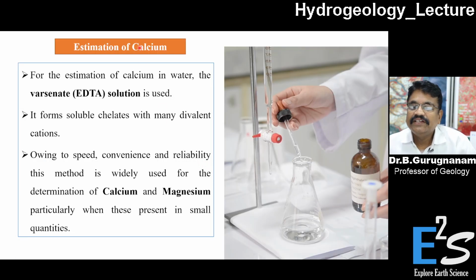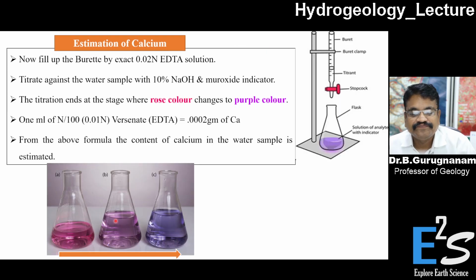The estimation of calcium now. When you take the burette, you take the samples here and then add. For the estimation of calcium in water, the EDTA solution is used. It forms soluble chelates with many divalent cations. Because of its speed, convenience and reliability, this method is widely used for the assessment of calcium and magnesium, particularly when these are present in small quantities. And this is how we are going to do it.